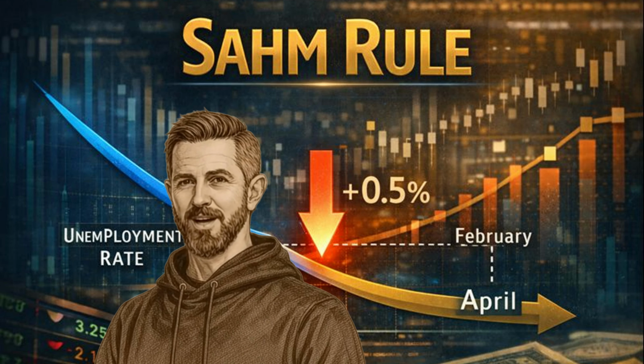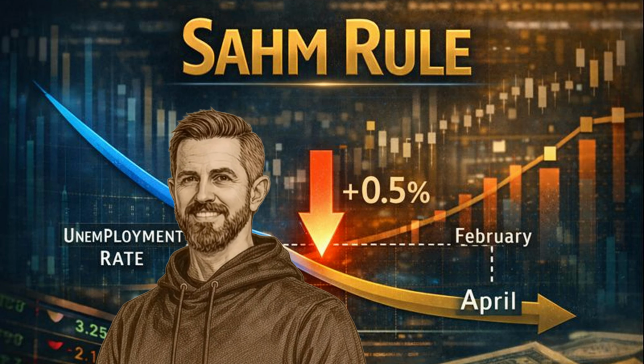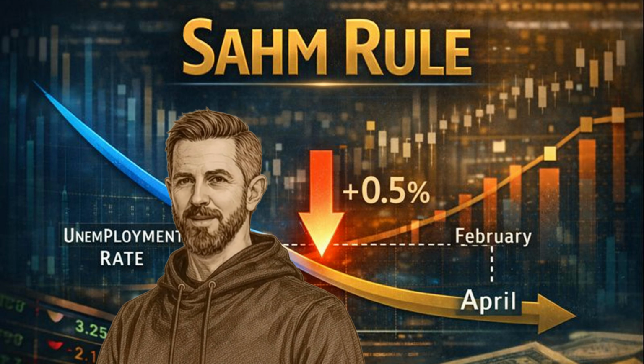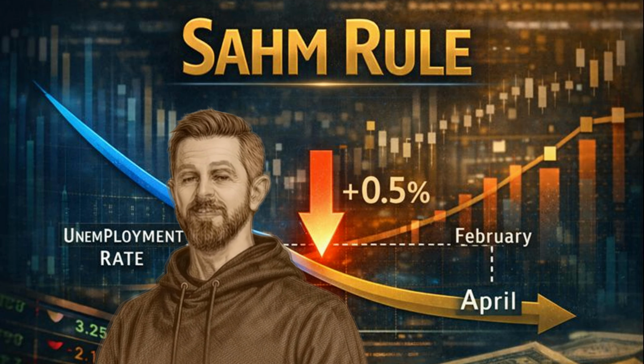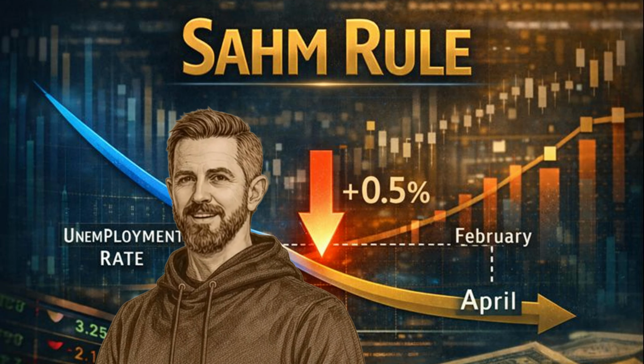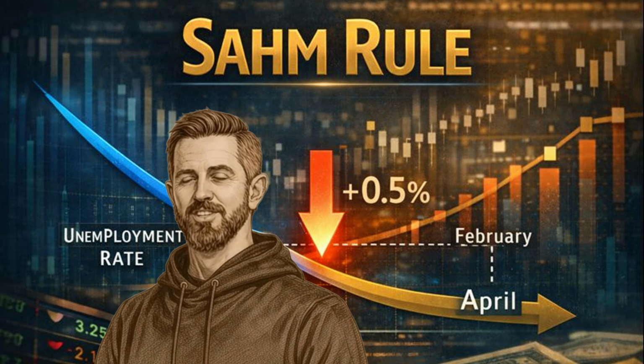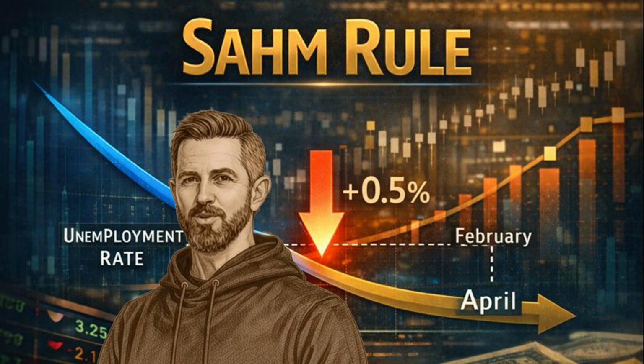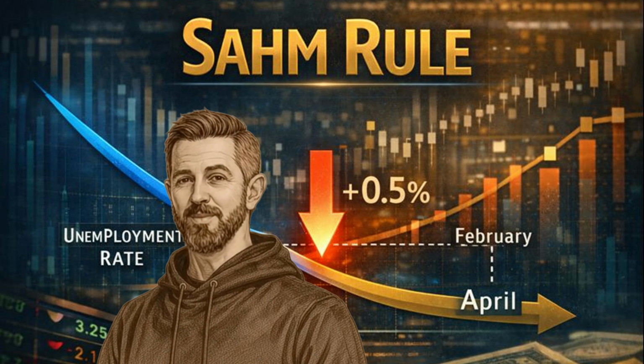The Sahm Rule becomes most relevant in phase 3. This is the forced liquidation phase. Unemployment rises broadly. Layoffs spread beyond isolated sectors. When the Sahm Rule triggers and remains elevated, it confirms that economic damage is no longer contained. Balance sheet stress has moved into households. That is a phase 3 confirmation signal.